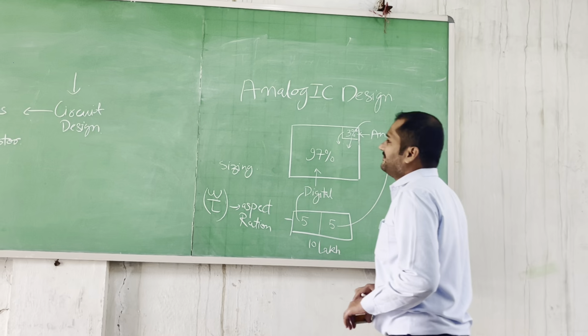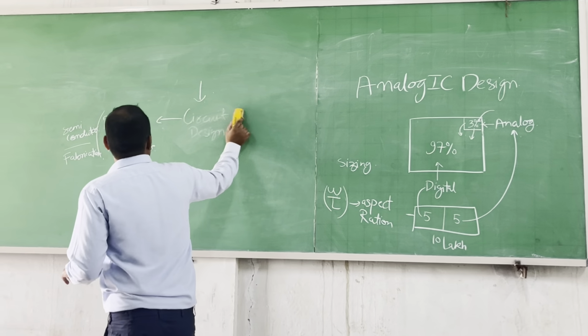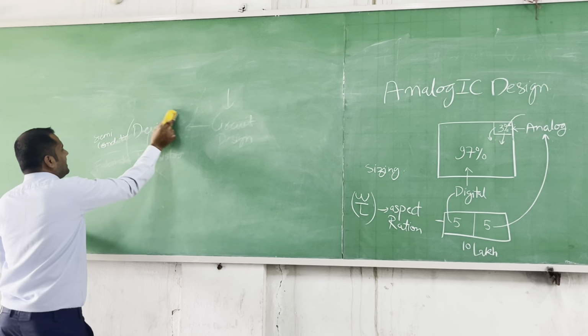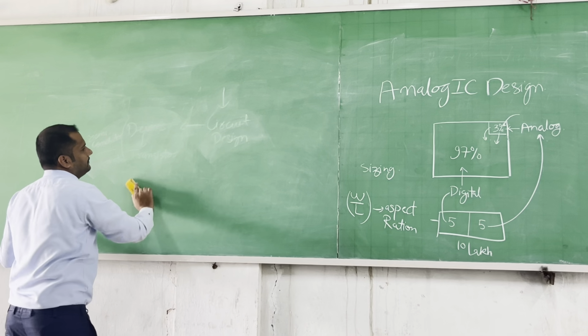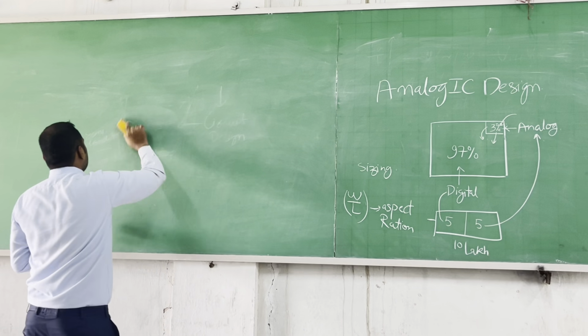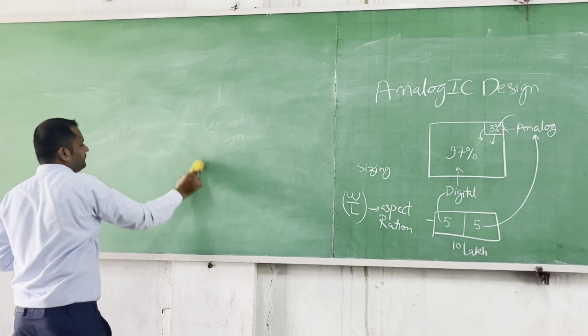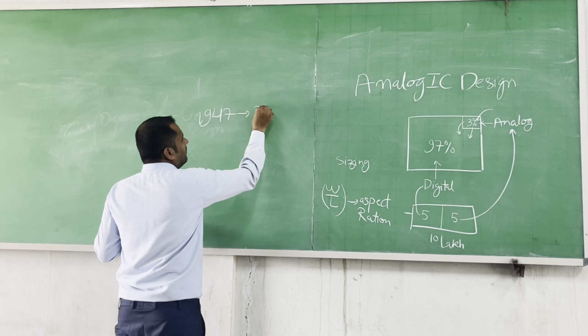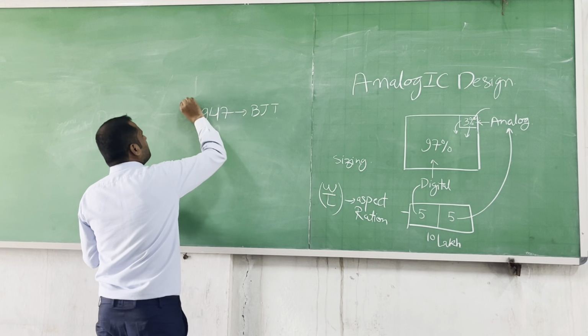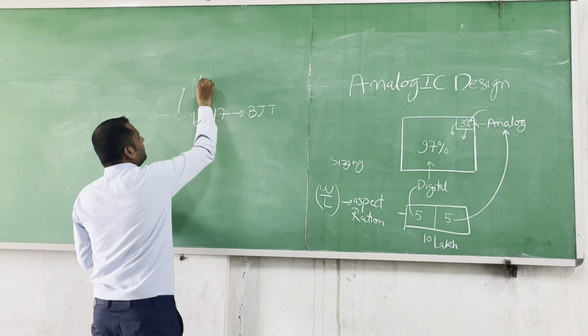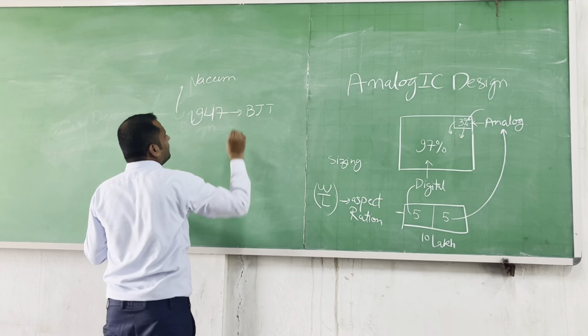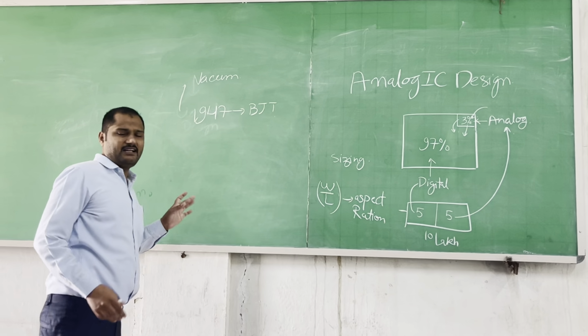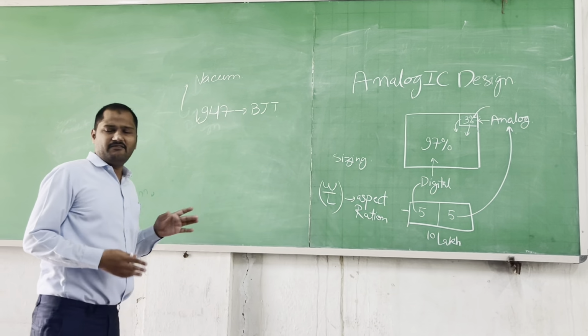So suppose the start of VLSI is after the invention of the transistor in 1947. We have Independence Day in 1947, no? Similarly, electronics got independence in 1947 when the BJT got invented. Prior to that, the pre-BJT era was the vacuum tube era. Vacuum tubes were used, and vacuum tube computers needed a very big hall and were too bulky.